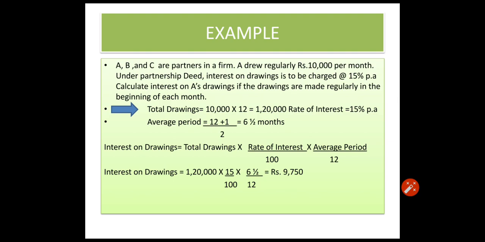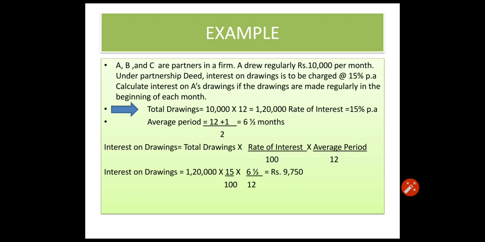First we are going to calculate total drawings, that is equal to 10,000 into 12, because amount withdrawn per month is 10,000 and the number of months in a year is 12. That is 10,000 into 12, that is equal to 1,20,000. Rate of interest is given in the question, that is 15% per annum. Now we have to calculate average period, and the formula to calculate average period, as we have seen in the previous slide, is number of months left after first drawing plus number of months left after last drawing divided by 2.